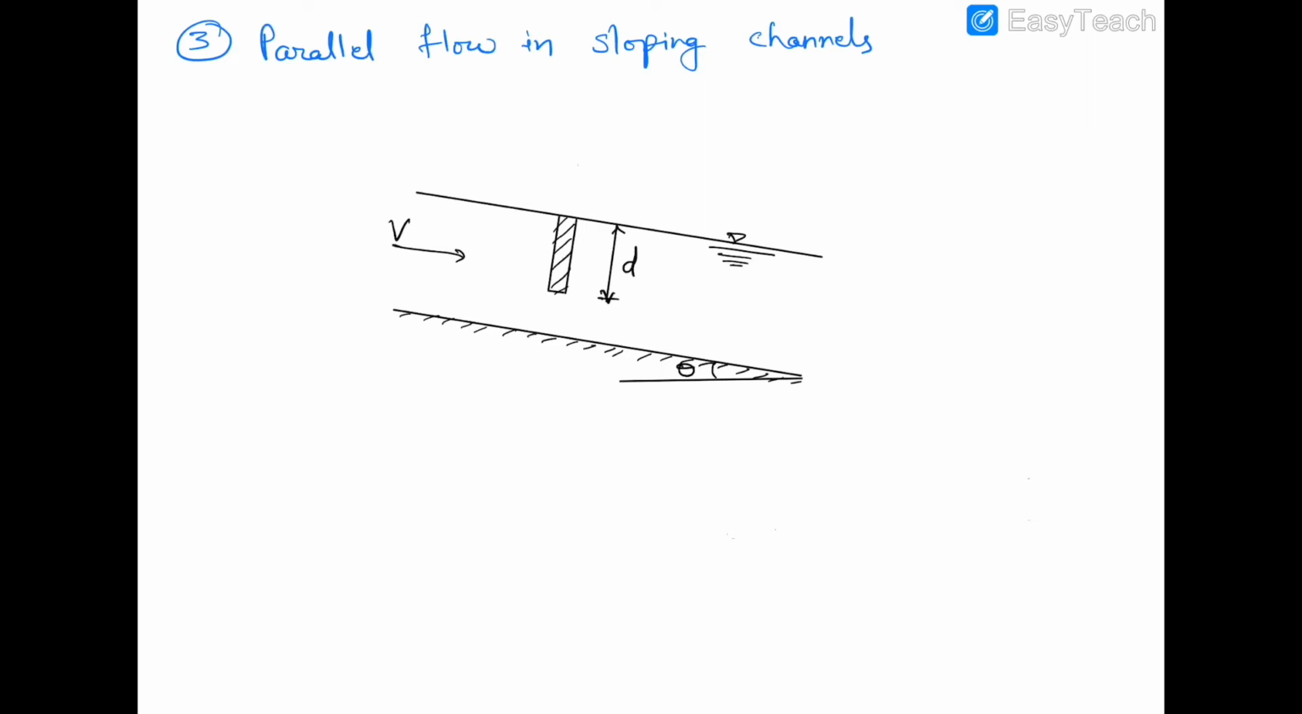Now how many forces will act on this liquid column? First, the weight that will act in the vertically downward direction, W, that is equal to rho g d. Suppose the cross sectional area of this liquid column is delta A. Clear? And the pressure force at the bottom of the liquid column is P into delta A. Clear?